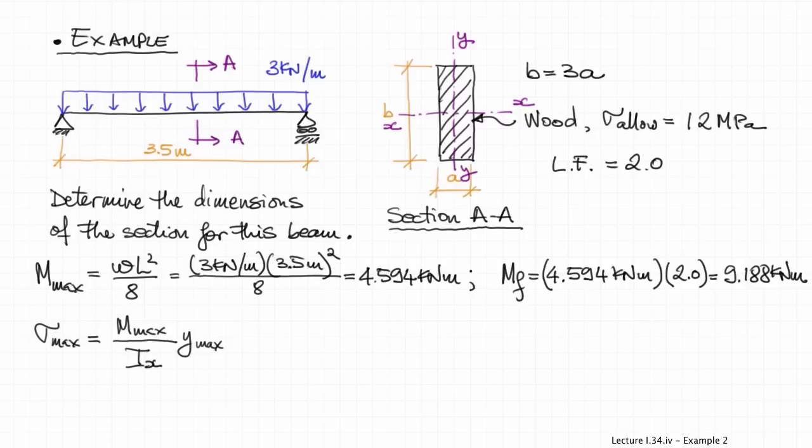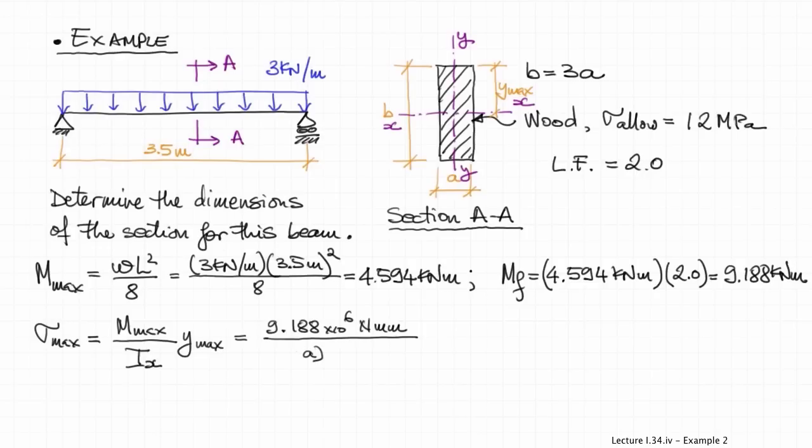So we need to use in our bending formula the second moment of area about the x-axis, so Ix, and also we need to measure Y max in the vertical direction from the x-axis to either the top or bottom extreme fibers of the beam.